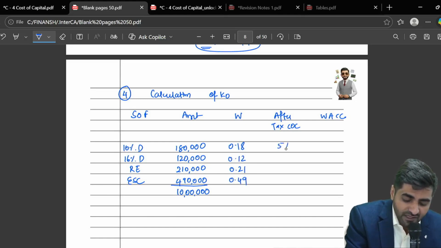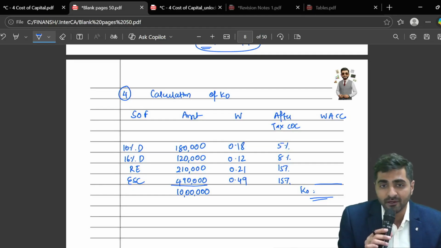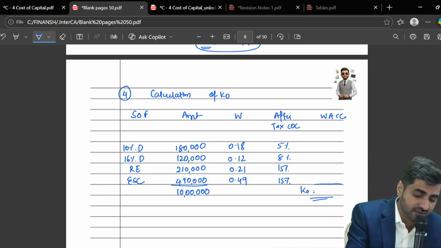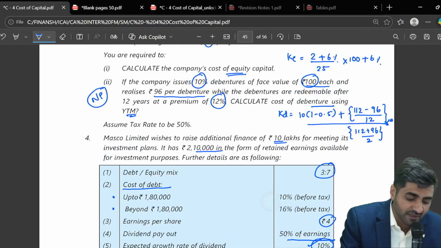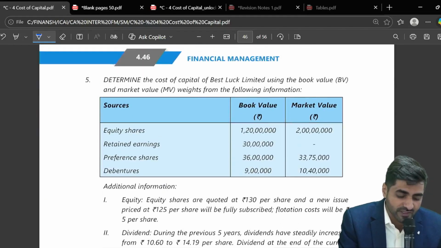Do I have every source cost available? Come on, yes or no? Yes, sir. So the moment you do this, you'll be getting your Ko, which is the overall cost of capital. Superb. Okay, everyone understood this? So with this, we are done with your question number 4. Now let's do your question number 5.